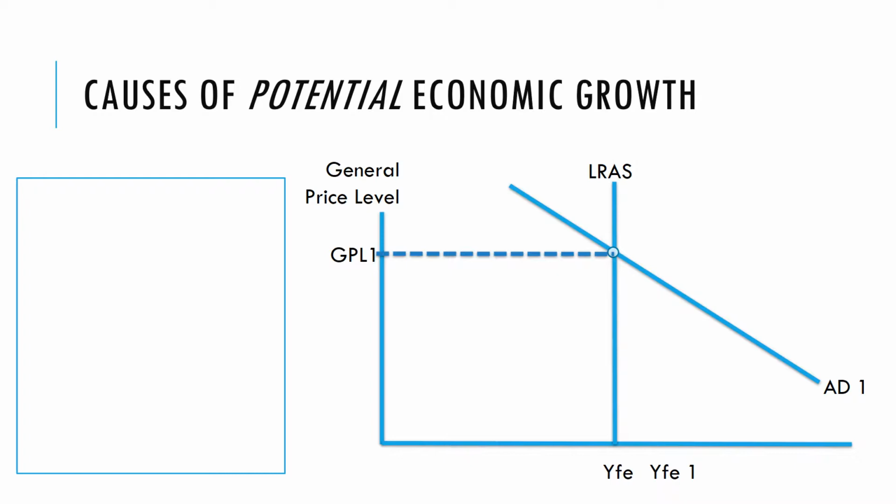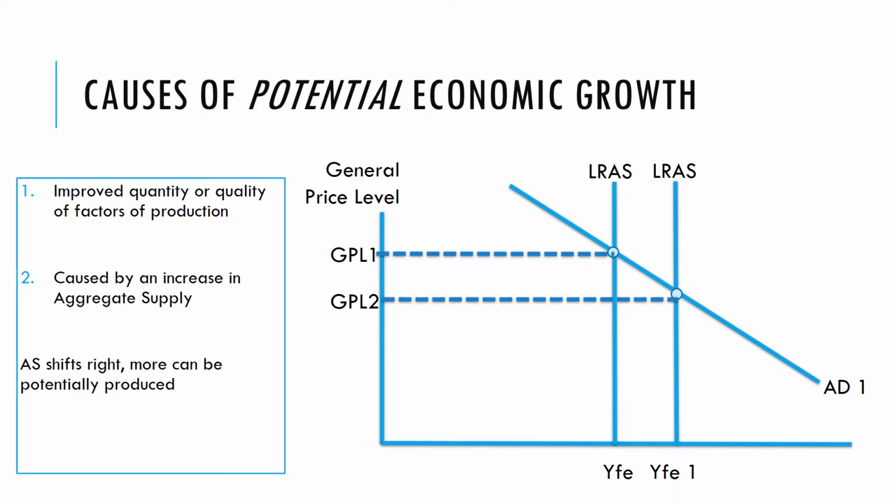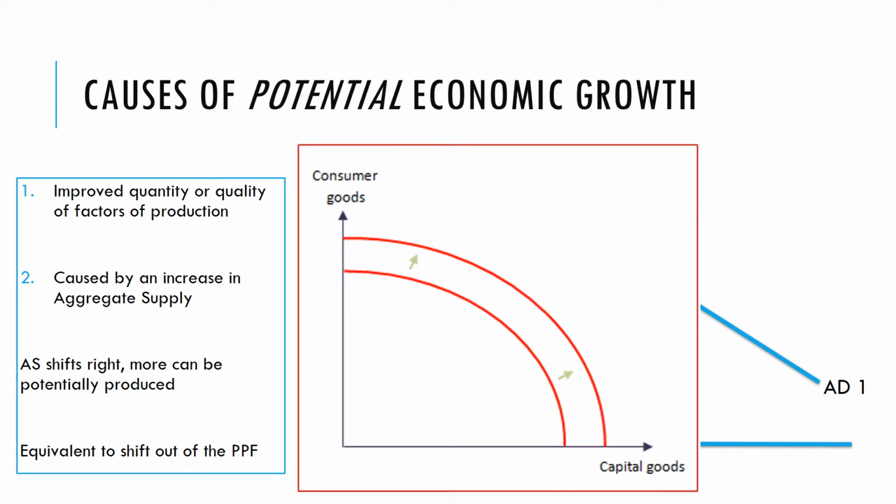So causes of potential economic growth can be through improved quantity or quality of the factors of production, also by an increase in aggregate supply. So as AS shifts right, more can potentially be produced. And what this is equivalent to is effectively shifting out the PPF, the production possibility frontier. So these would all be ways in which we would demonstrate the potential economic growth or the potential of the economy growing.